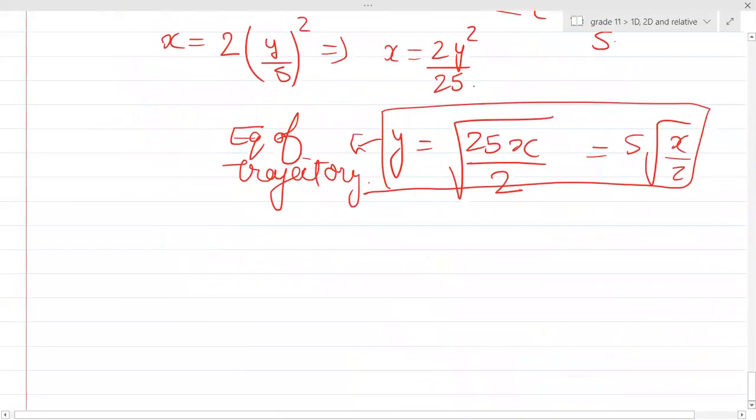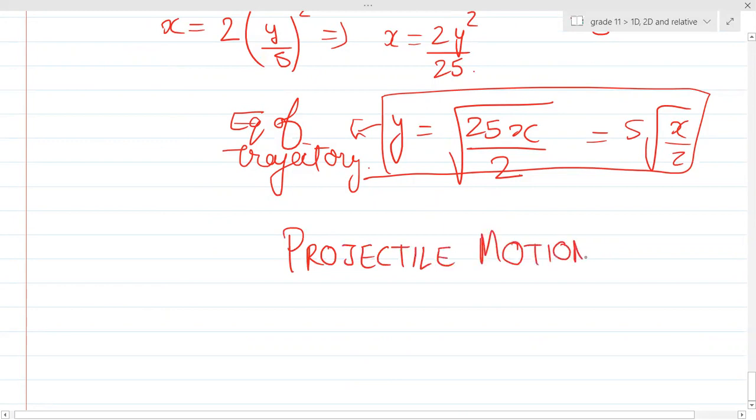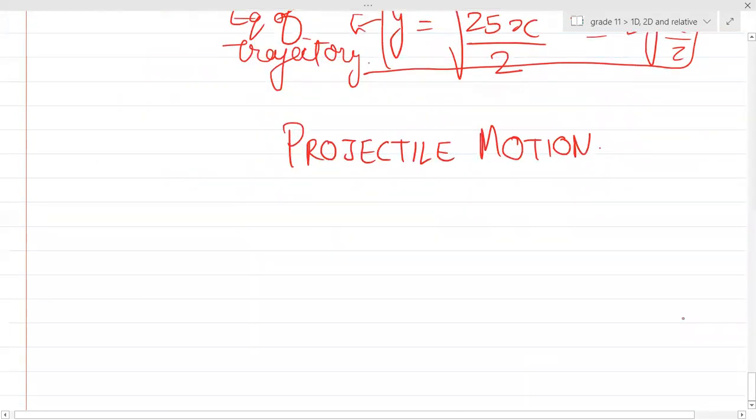General equations clear. Now let's talk about the very important thing in 2D motion, which is called projectile motion. What do you mean by projectile motion? Sir, is this all related to NCERT? It is NCERT, yes, projectile motion.